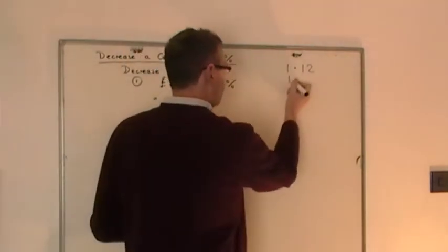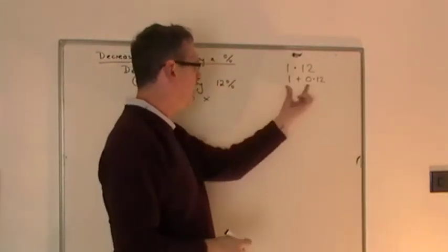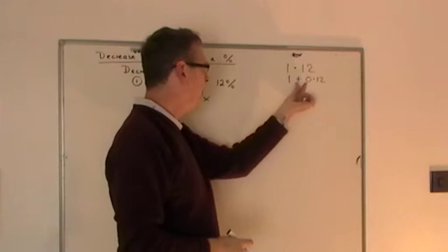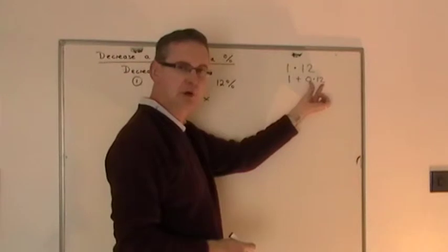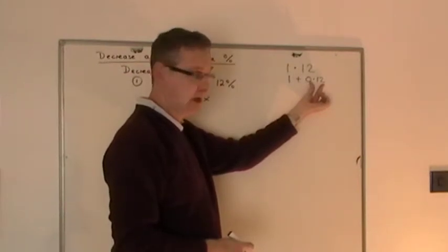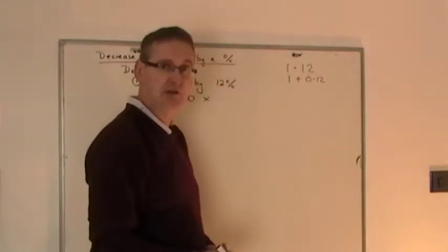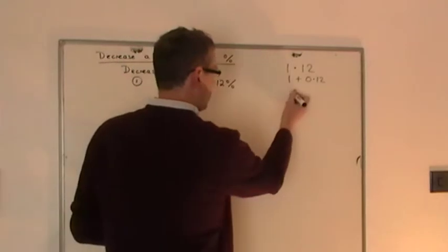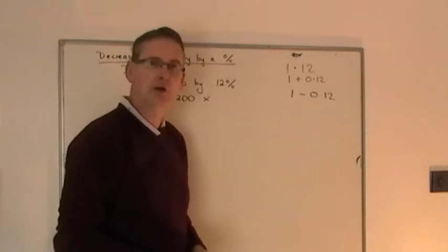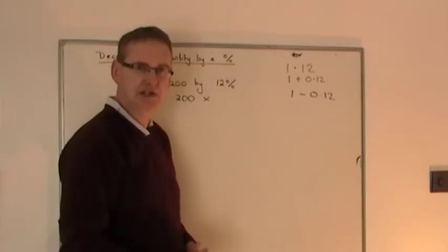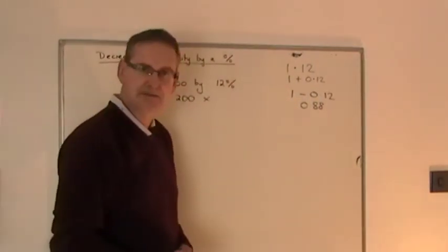Now if you think about it, that's the same as 1 plus 0.12. 1.12 is like 1 plus 0.12. So you can see that we're increasing, we're adding 0.12. Okay? So we're adding 0.12 to get 1.12. So it increases by 12%. If you want to decrease by 12%, imagine that you take a 1 and you subtract 0.12. That's taking away 12%. And if you think about that, that's the same as 0.88.